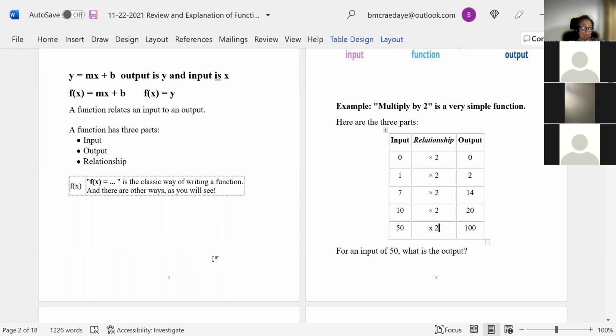It could be single, or it could be a combination. It could be division and addition as your relationship, whatever relationship links your input to your output. And that's not always just one mathematical operation. It could be more than one mathematical operation. All right.